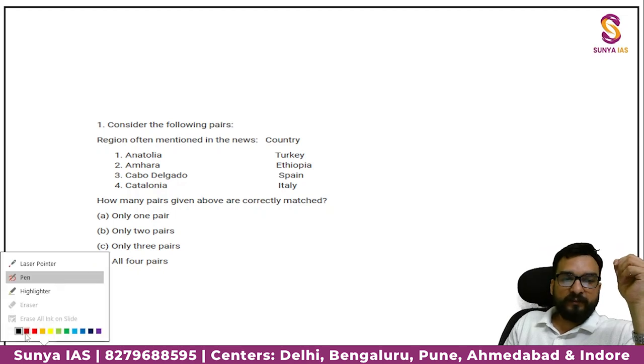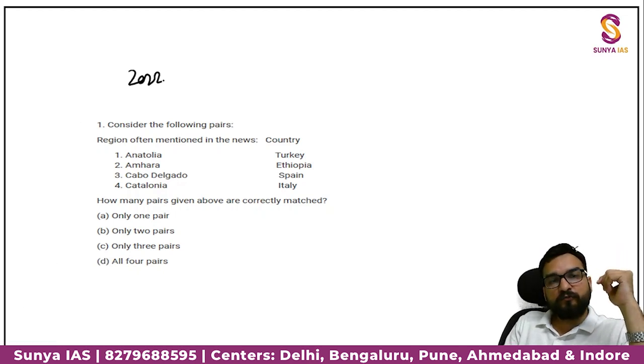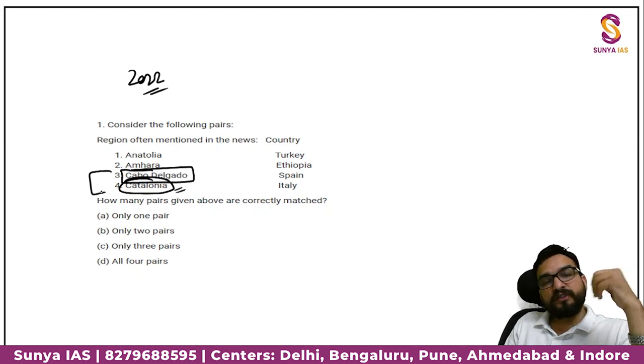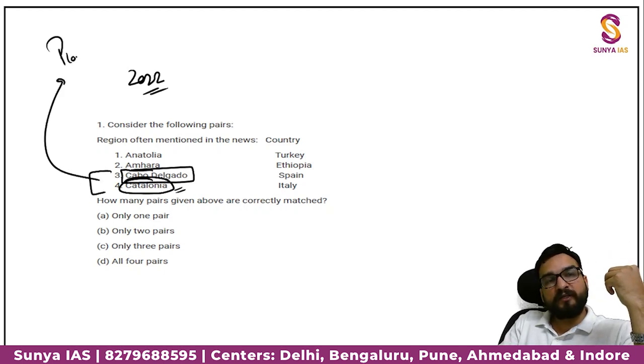I have shown you this question multiple times in Africa also, the recent question of 2022. Now, if you do not know in which country Cabo Delgado is present, you will not be able to solve this. Catalonia, these two places are present in the news, right? So this will be covered in our places in news.